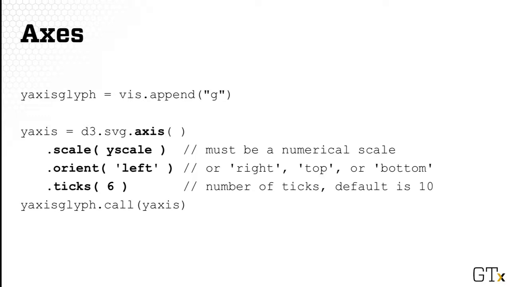Besides scales, which transform data, D3 also has visual helper functions, such as axes. And similar to scales, axes are also very easy to use. Here we're showing you an example where you use the axis, specifying the scale first, and then we specify the orientation. Here we're saying we want the orientation to be on the left. You can similarly specify right, top, bottom, and so on. And you can also specify something like tick marks. How many tick marks do you want? The default is 10, and here we're using 6.